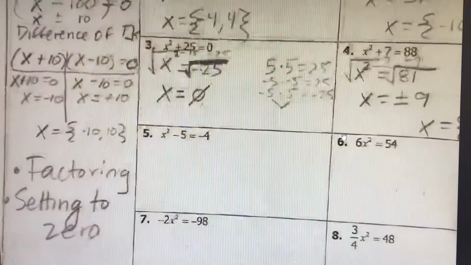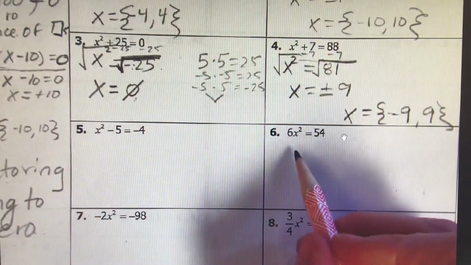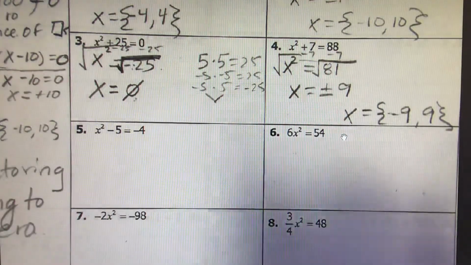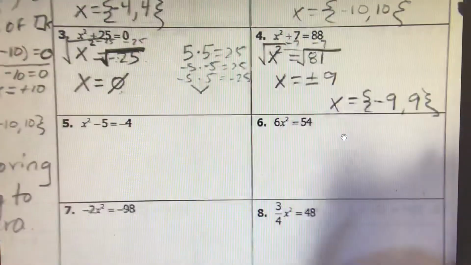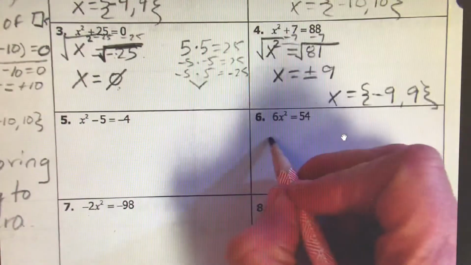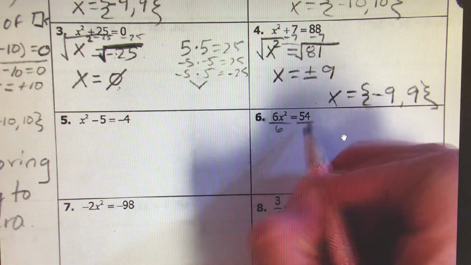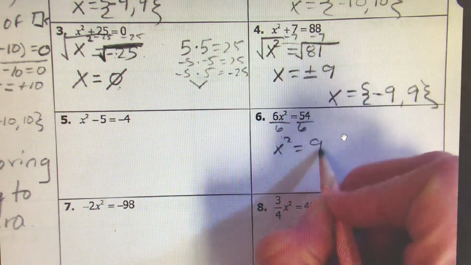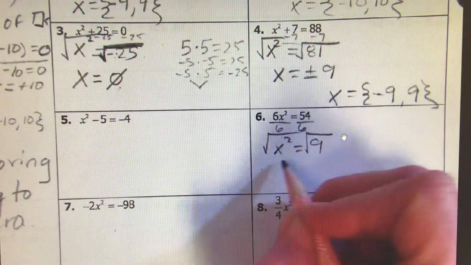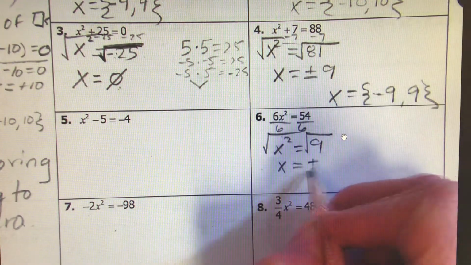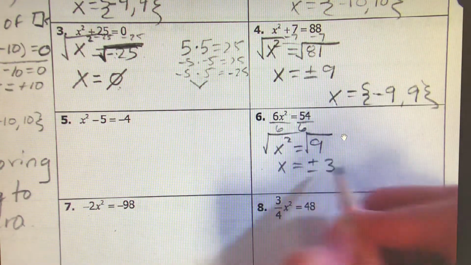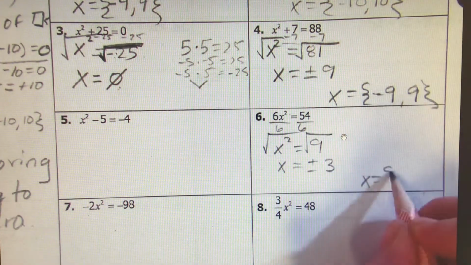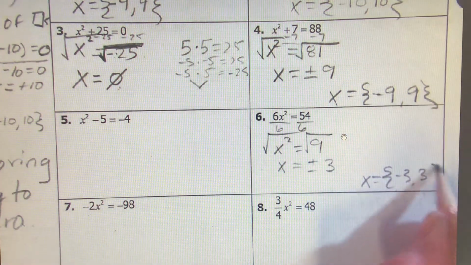Let's go ahead to number 6, because now I'm going to have to divide. If I isolate my x squared, I'm going to divide by 6. 54 divided by 6 is 9. Take the square root of both sides. x is positive or negative 3. x equals negative 3, positive 3.